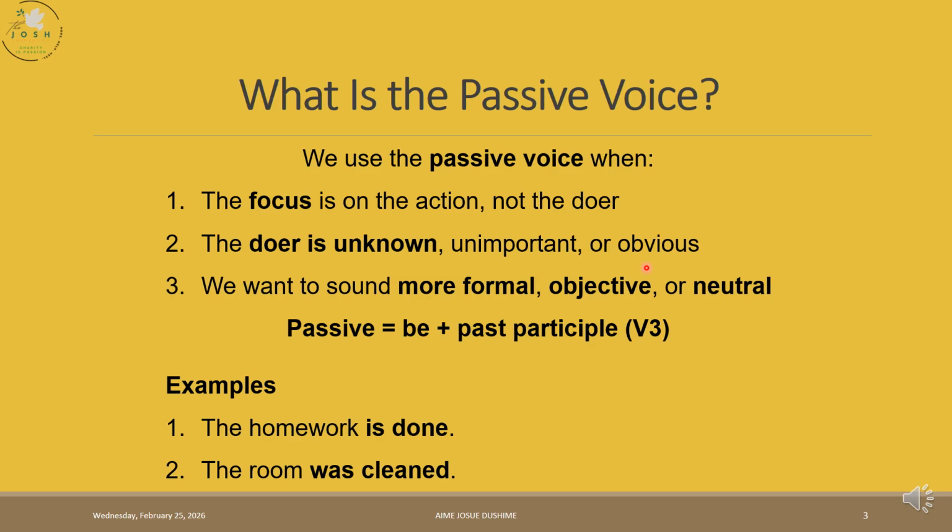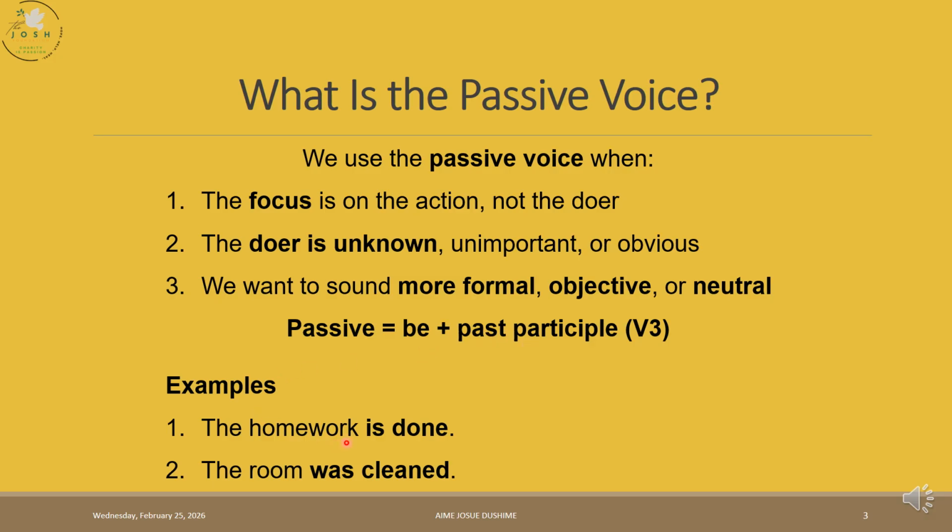And when we want to sound more formal, objective, and neutral, we also use passive voice. Objective means to shift my focus onto a thing other than a person. And to also sound neutral, not biased on a person or biased on a thing. In that case, I use passive where I take be, then I add V3, which is a past participle.